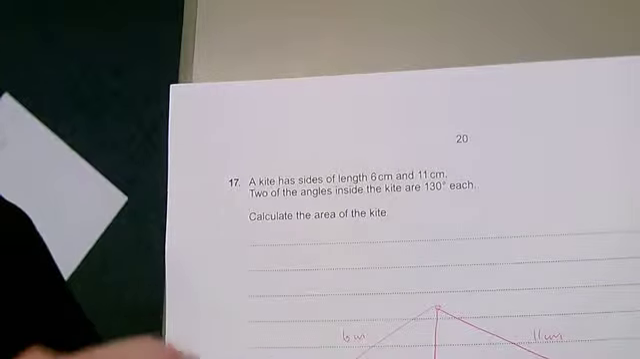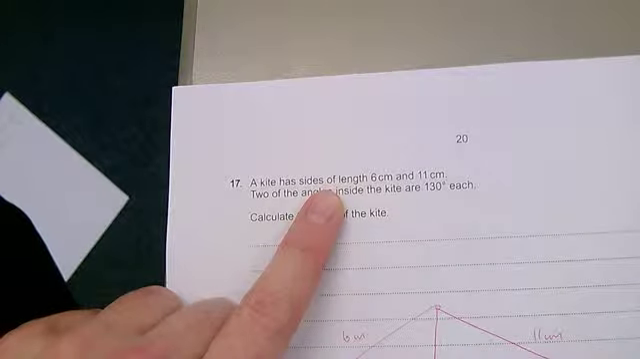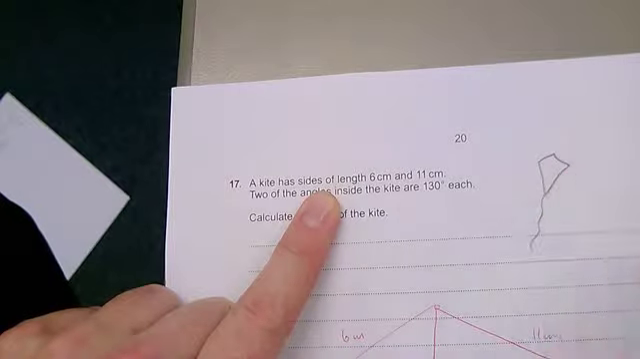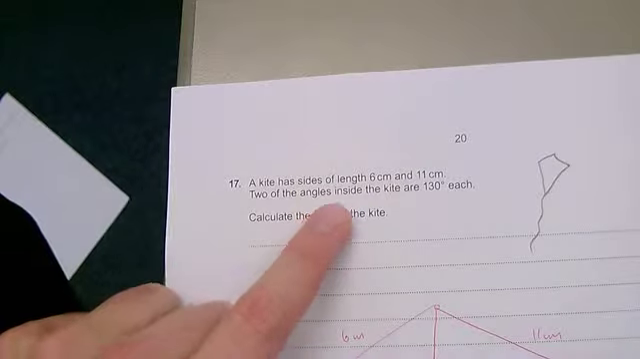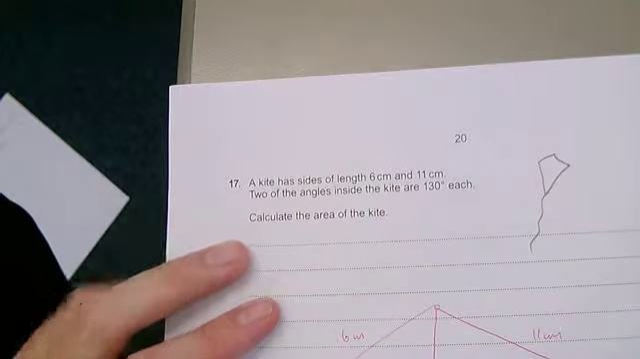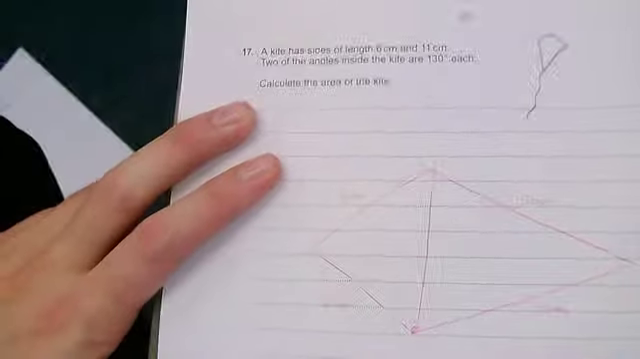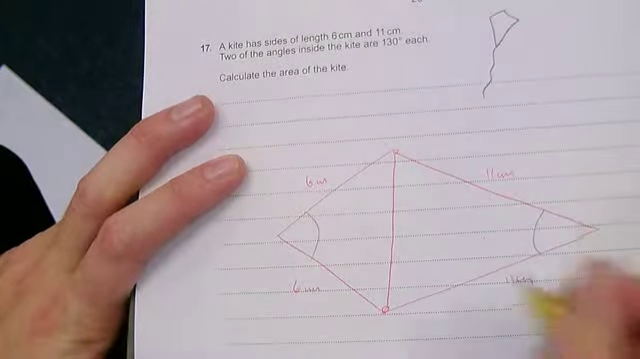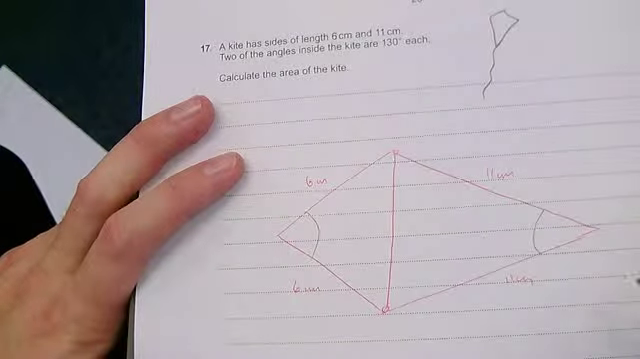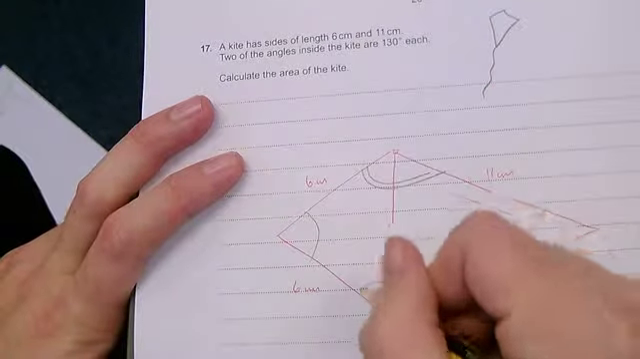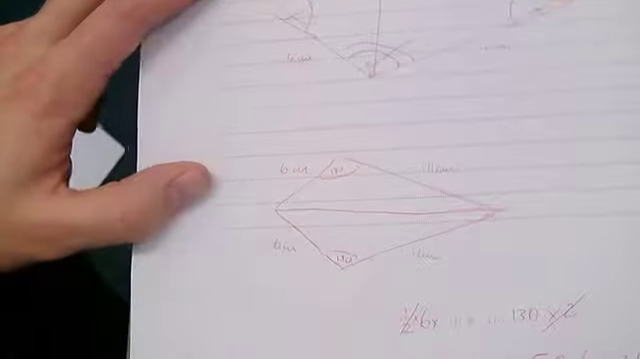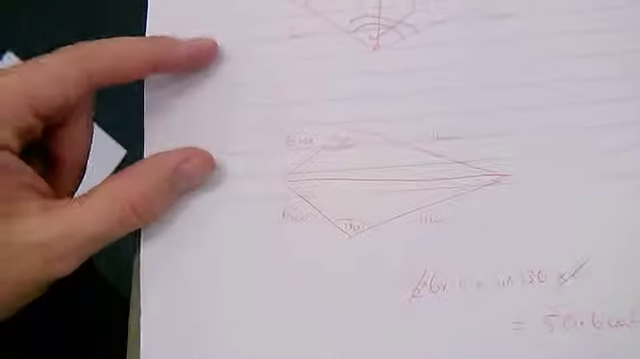So 17, it says that the shape is a kite, so we know what a kite looks like. That thing you fly in the sky. It tells you two of the angles inside the kite are 130 degrees each. So I drew mine, I split it, and I was about to put in 130 and 130, and then I realised those two there obviously aren't the same, are they? These ones here are the ones that are obviously the same, whereas these are not. So I had to redraw it down here and put in 130 and 130 there.